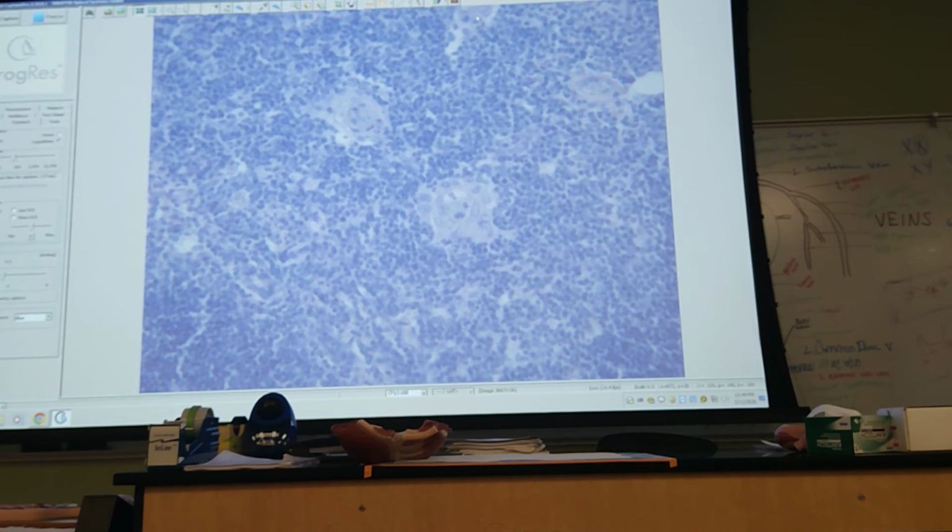Any questions on thymus? The other parts are pretty straightforward. Okay. And last, let's go back to the previous page, page 8, and deal with the one we did not deal with.